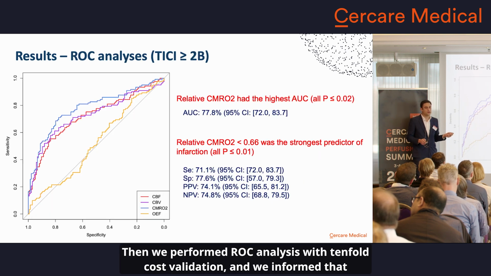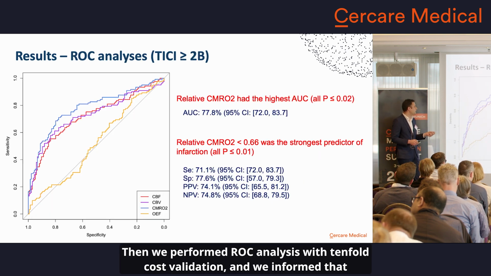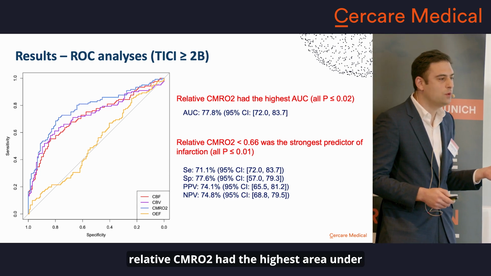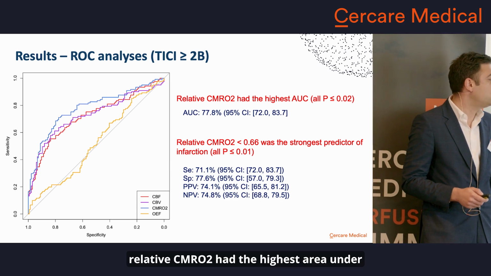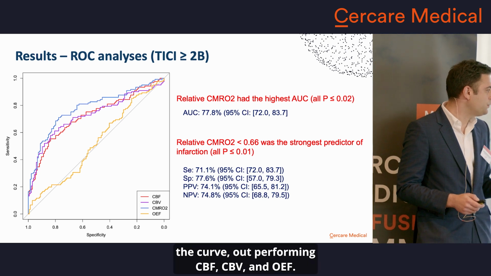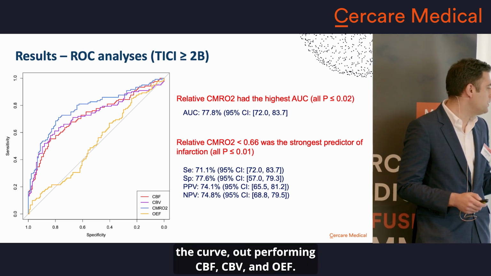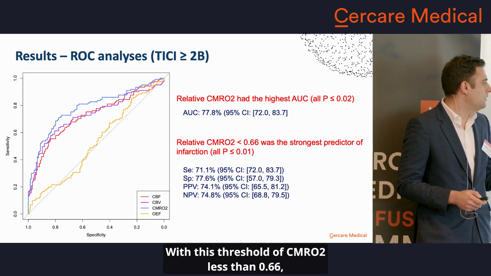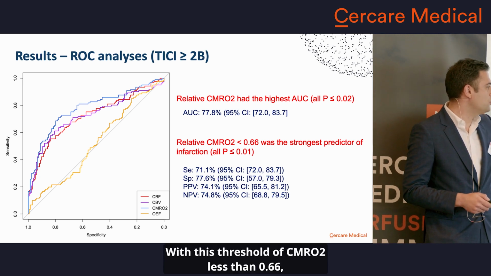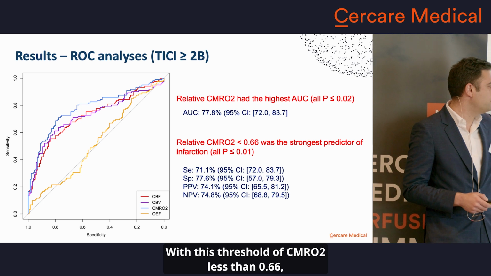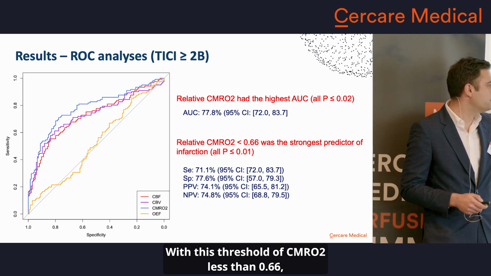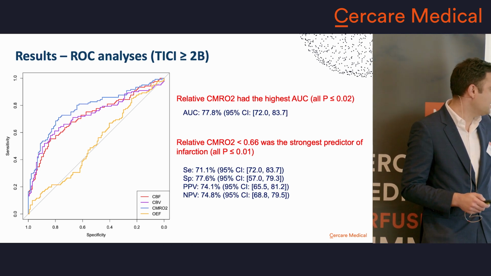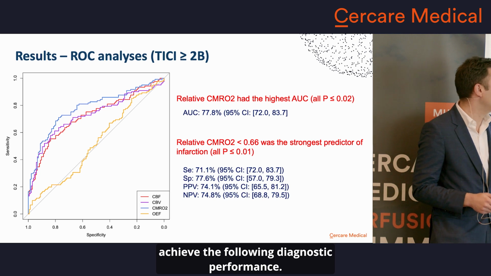Then we performed ROC analysis with tenfold cross-validation, and we found that relative CMRO2 has the highest area under the curve, outperforming CBF, CBV, and OEF. With this threshold of CMRO2 less than 0.66, we achieve the following diagnostic performance.